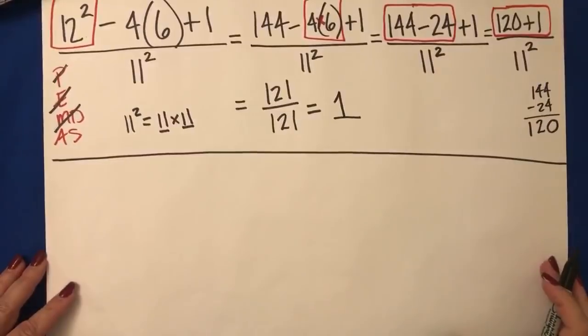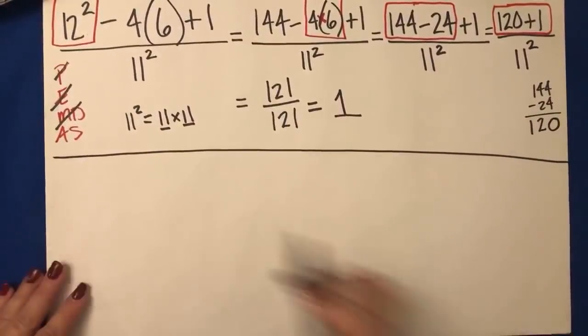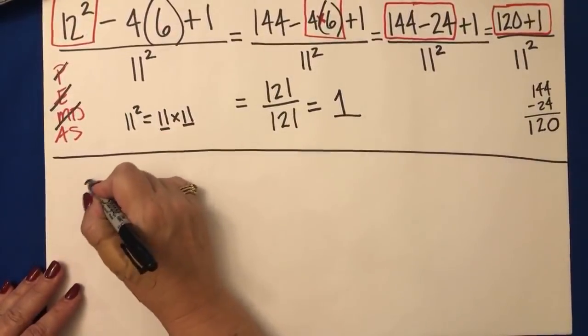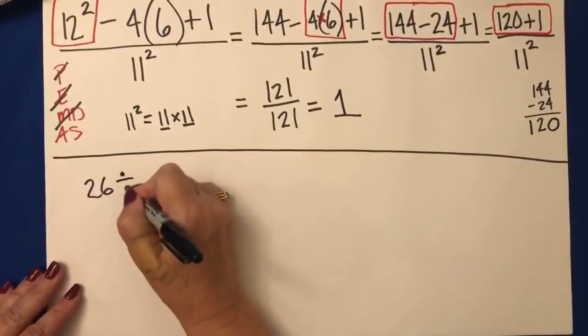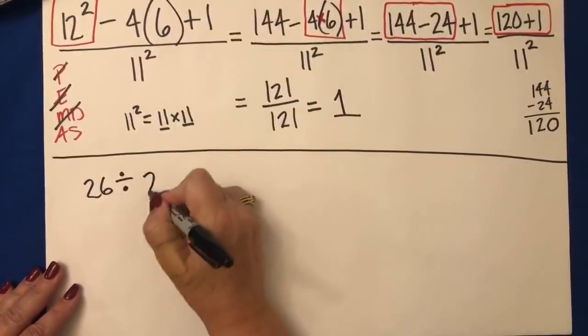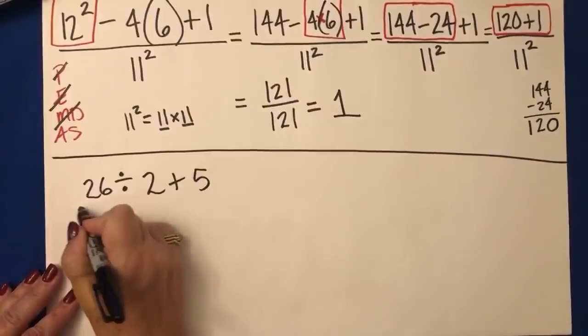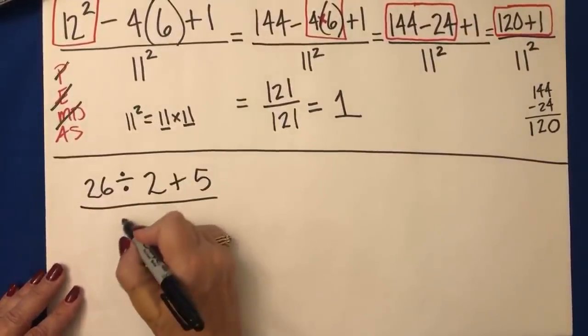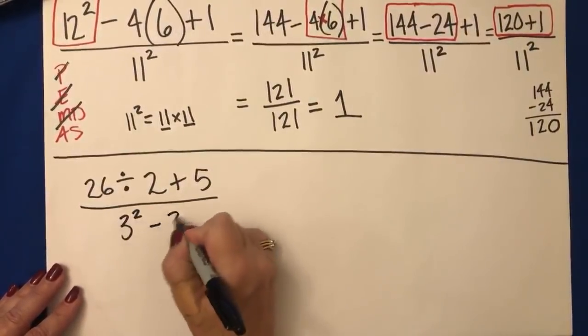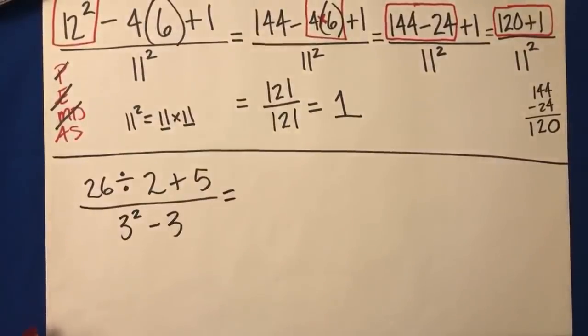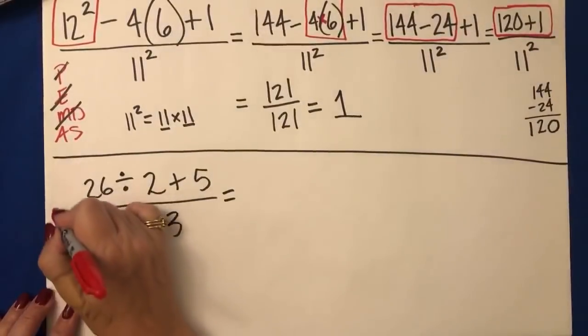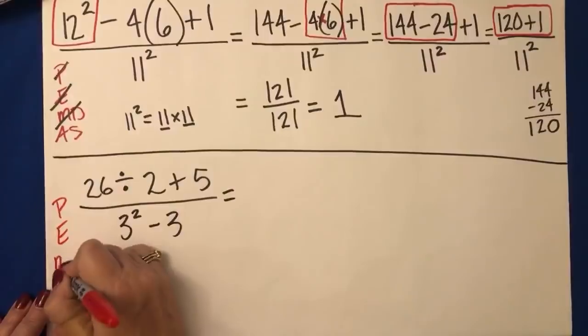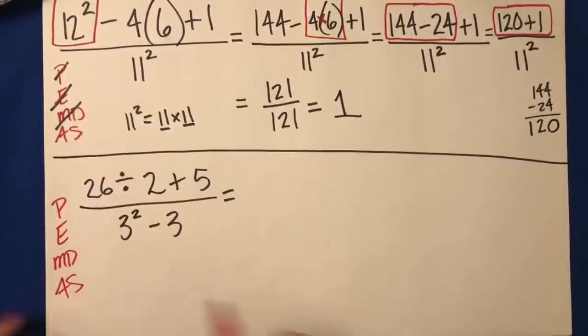I'm going to just scoot down here a little bit. And this will be our third and last problem for this live stream. We're going to try 26 divided by 2 plus 5, all of that divided by 3 squared minus 3. And I'm going to let you tell me what to do here on this one. So I'll list the steps over on the side. I'm just going to watch the live stream and see what you think I should be doing.